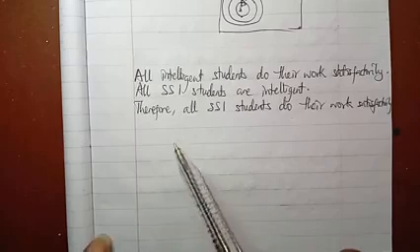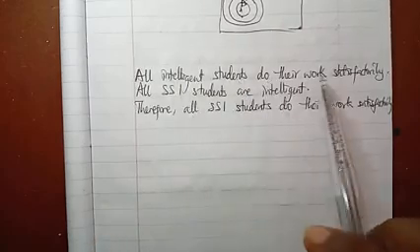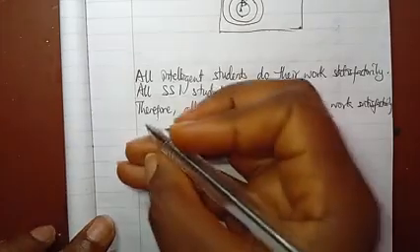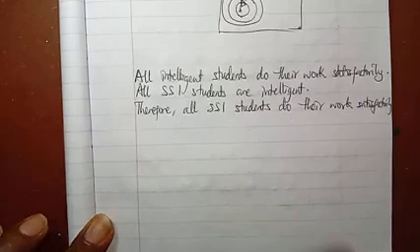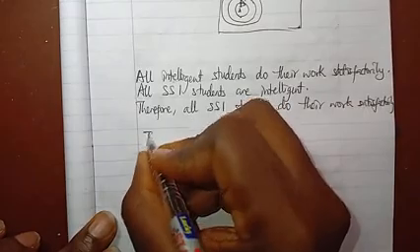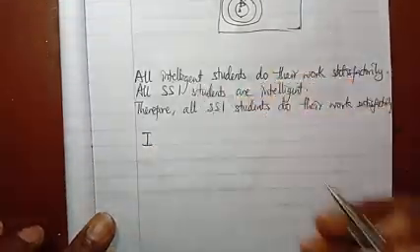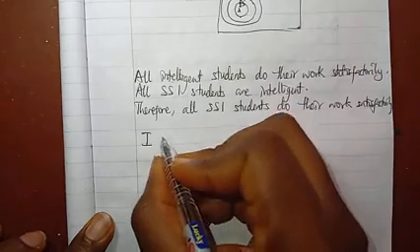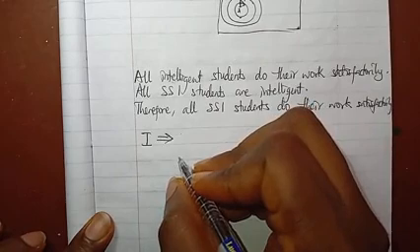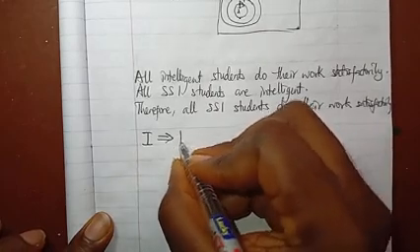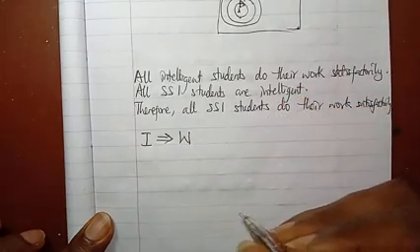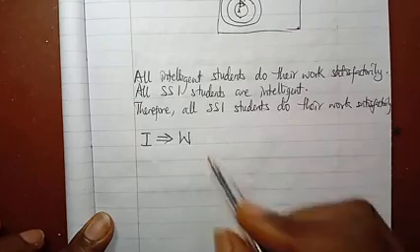It says all intelligent students do their work satisfactorily. So let's start writing our arguments in symbol form, our premises in symbol form. All intelligent students, let's use I to stand for intelligent students. So if you're an intelligent student, it implies that you do satisfactory work. Let me just use W for work, like good work, satisfactory work.